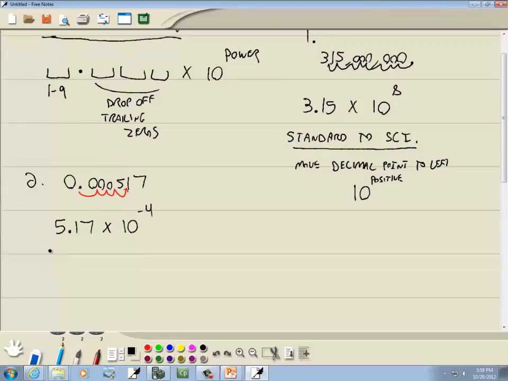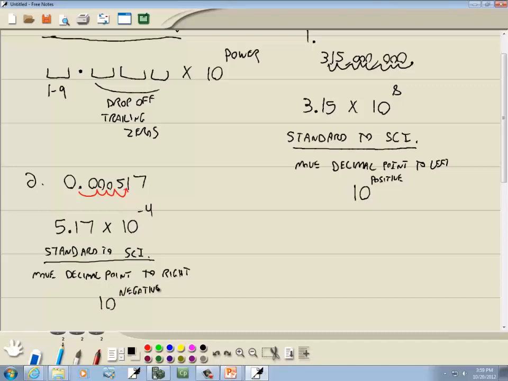And let me summarize that. So if we're going from standard to scientific, and you're moving your decimal point to the right, then you're going to have 10 to a negative power.